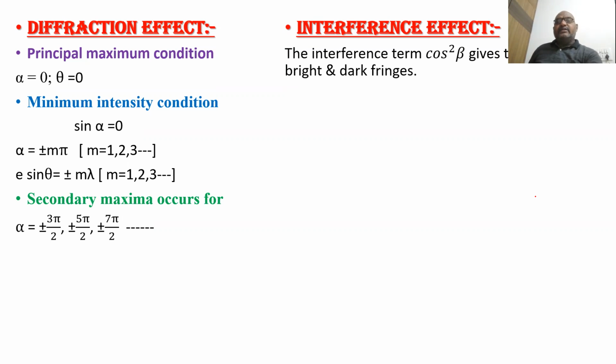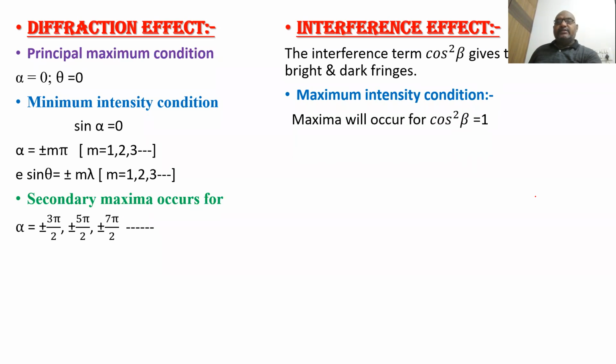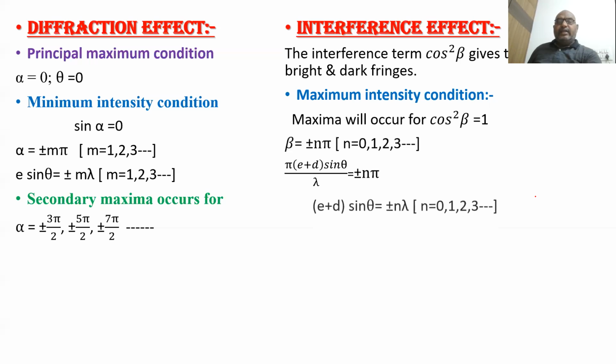The interference pattern is given by the interference term cos square beta, which gives equidistant bright and dark fringes. Consider the maximum and minimum intensity conditions. The maximum will occur when cos square beta is equal to 1, and beta is equal to plus or minus n pi. Beta is equal to pi (e plus d) sin theta by lambda, which is equal to plus or minus n pi. Both sides, pi gets cancelled, and (e plus d) sin theta is equal to plus or minus n lambda, where n is equal to 0, 1, 2, 3, and so on. That is called the maxima condition or bright band condition.